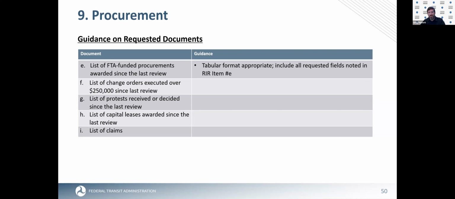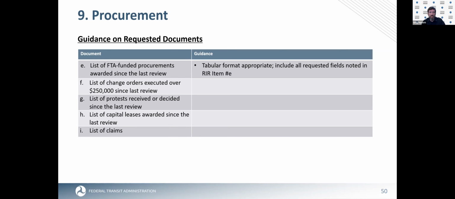Moving on to item H, if you've had any capital leases awarded since your last review, you would provide those. Again, this is just an area where there are certain required elements that your reviewer would want to confirm are in place. And then finally, list of claims under procurement. What we're talking about here are just legal claims, any litigation relating to procurement efforts that your organization has undertaken.